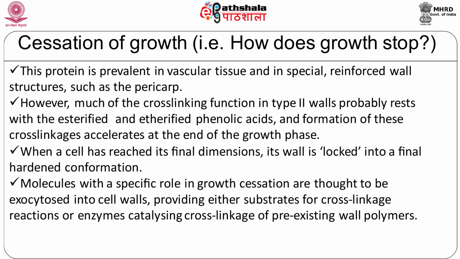Essentially, when a cell has reached its final dimension, its wall is locked into a final hardened conformation. Molecules with a specific role in growth cessation or inhibition of growth are thought to be exocytosed into the cell wall, providing either substrates for cross-linkage reactions or enzymes that catalyze cross-linkage of pre-existing wall polymers.